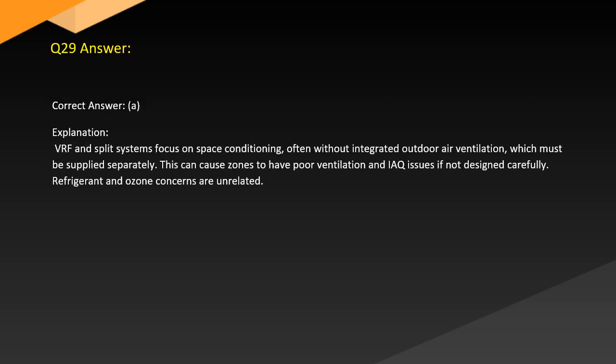Answer. Correct answer: A. Explanation: ERF and split systems focus on space conditioning, often without integrated outdoor air ventilation, which must be supplied separately. This can cause zones to have poor ventilation and IEC issues if not designed carefully. Refrigerant and ozone concerns are unrelated.